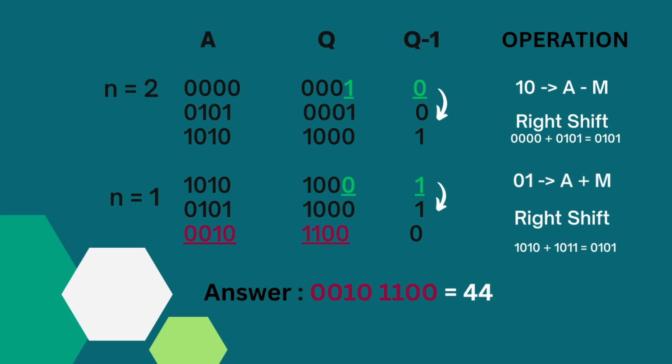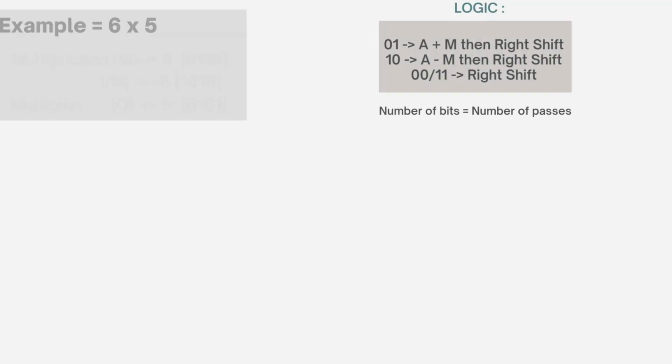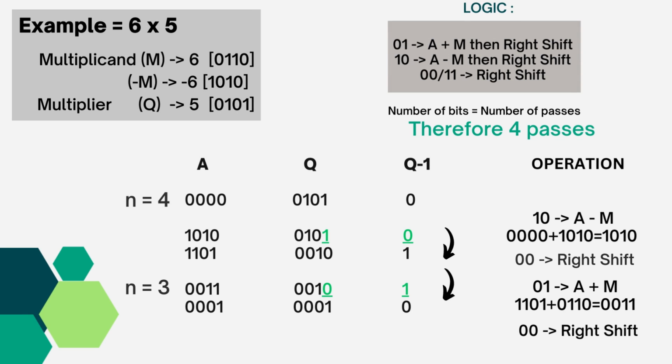Then count is equal to 0, and we have to end this process, and we get the accumulator answer of this question as 0 0 1 0 1 1 0 0, which is the binary value of the decimal value 44.